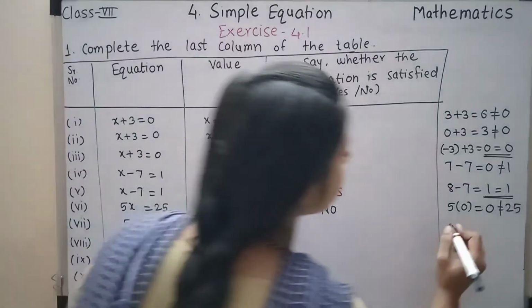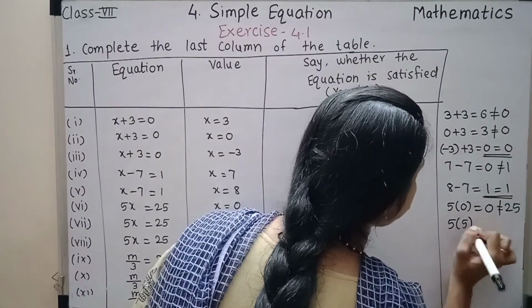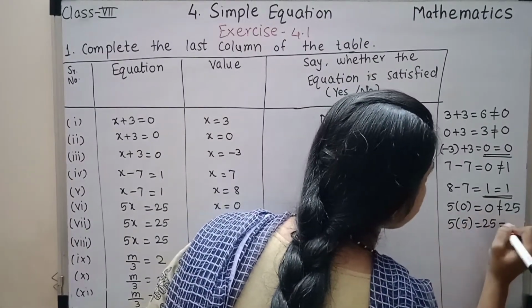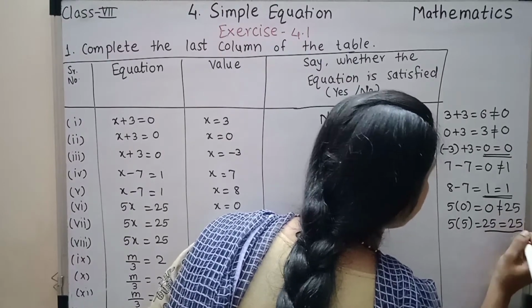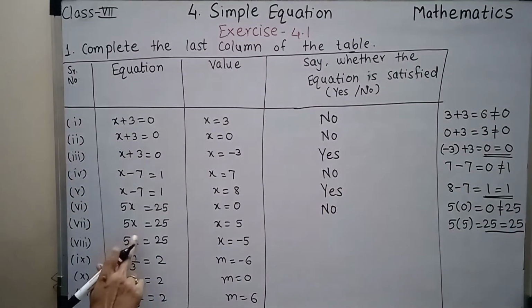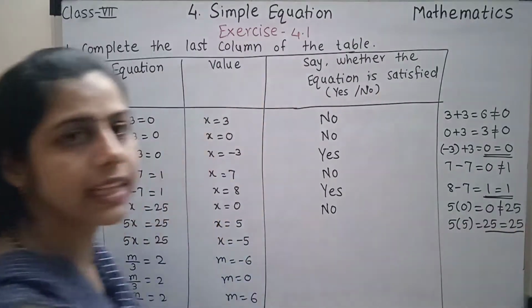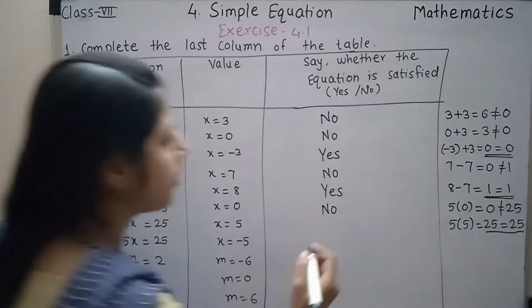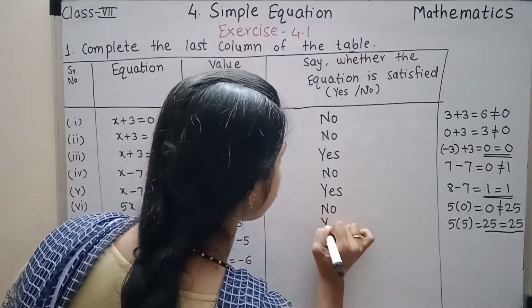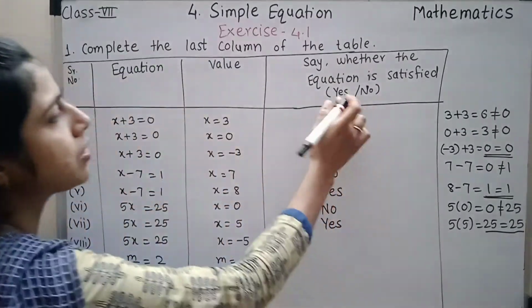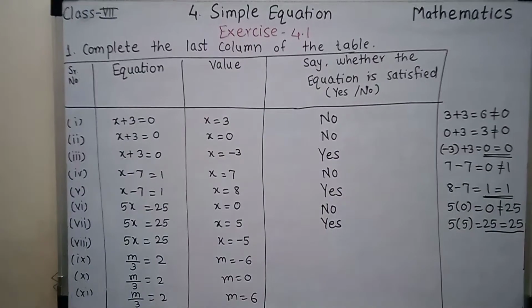Next is 5x equal to 25. तो अगर मैंने x की वैल्यू 5 डाल दी तो ये आ जाएगा 5 into 5. 5 5 का 25 और RHS भी कितना दिया है आपको? 25 दिया है. And they are equal. As the left hand side and right hand side are equal, therefore the given value satisfies the equation. अगर satisfy कर रही है then you need to write here yes.